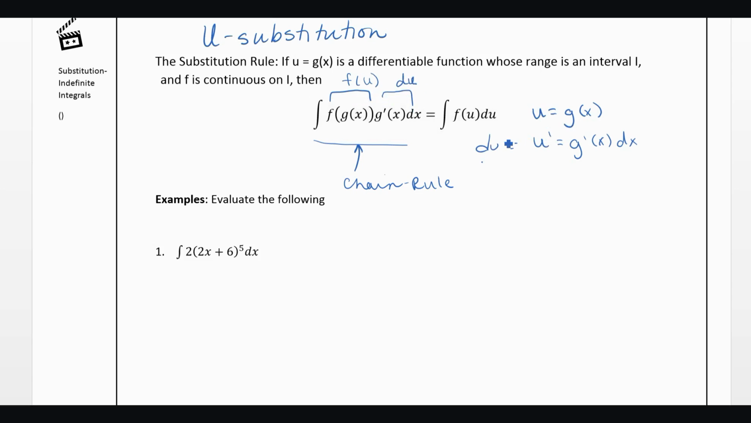Okay, so then we can integrate it. It's something that we'll use the simple formulas to integrate. And then wherever we have a u after we integrate, we'll plug back in g of x. Okay, so we're going to look at this first one.